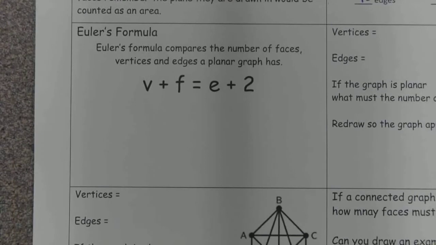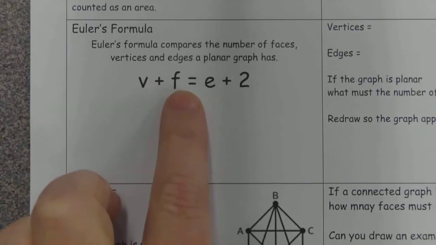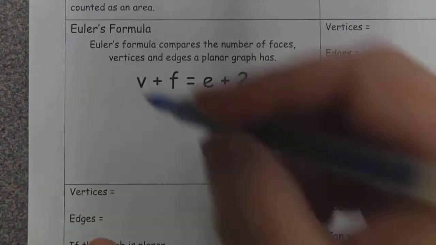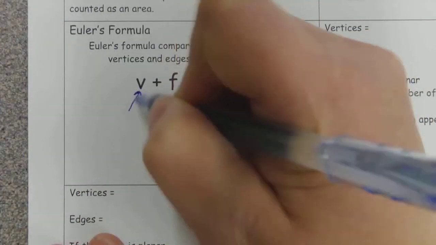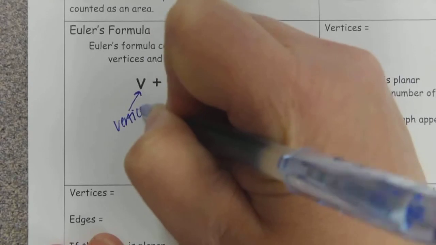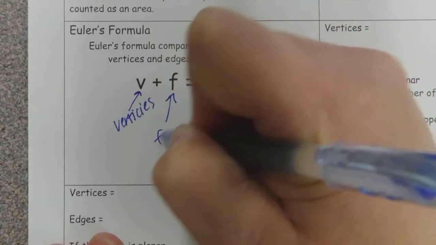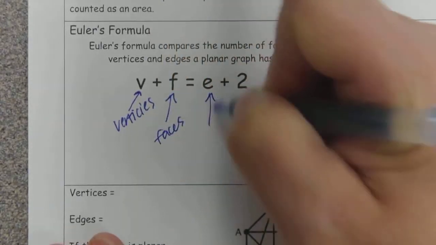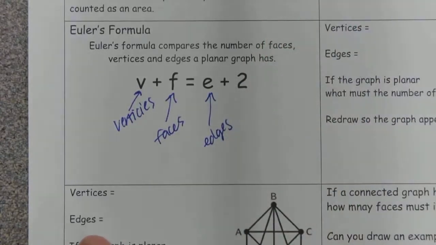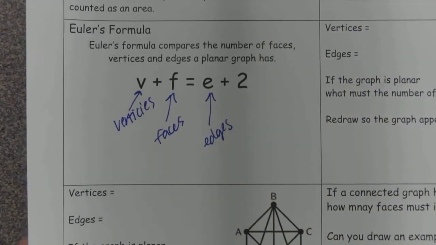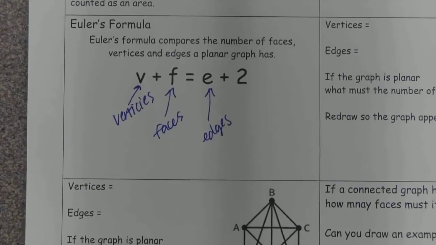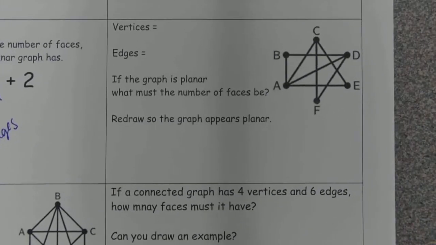So we have a formula that Euler came up with that says vertices plus faces equals edges plus 2. So V is for vertices, F stands for faces, E stands for edges, and then we just add 2. If we have that formula and we know that our graph is going to follow that formula, then we don't even have to count.